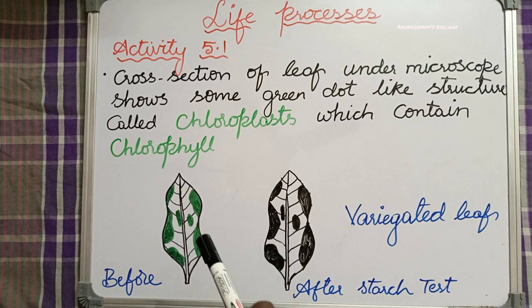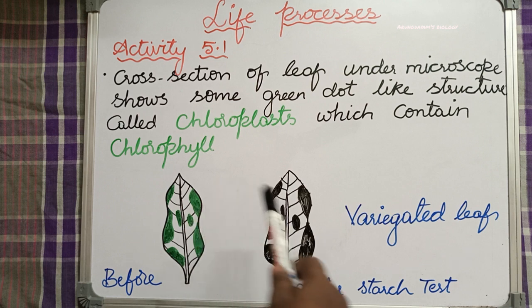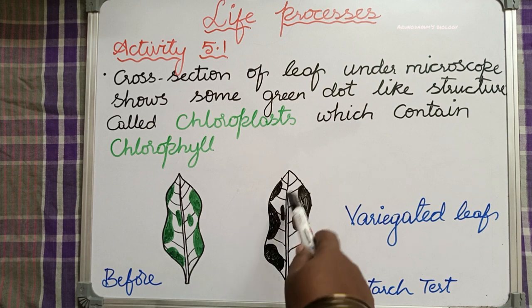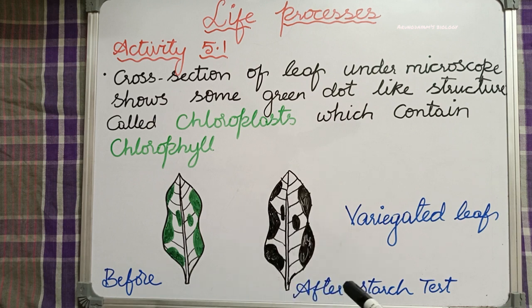After some time, we took this leaf out of the alcohol and rinsed it with a dilute iodine solution. After some time, we can clearly see that only the areas which have chlorophyll are turning into blue black color, showing that they have starch, and the colorless areas are showing that they do not contain chlorophyll. That means they do not perform photosynthesis. So that is about our video today.